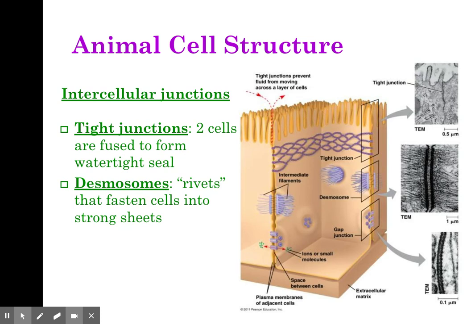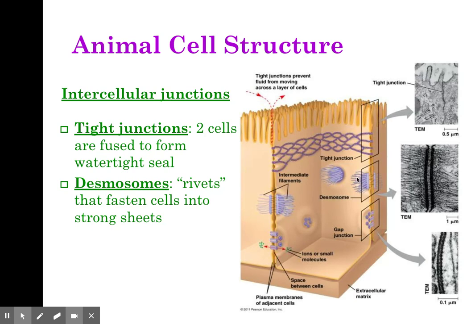Desmosomes are going to be like the rivets on your jeans. So if you have a pair of blue jeans, if you look where the pockets are attached, they're these little metal things. Those are called rivets. And there's a piece on the inside that attaches in, and it's a really tight structure. And you want your jean pockets to be tight so they don't fall off when you put something in them. And so it's a tight structure. It's not as tight as the tight junction, but it is going to create a strong connection.